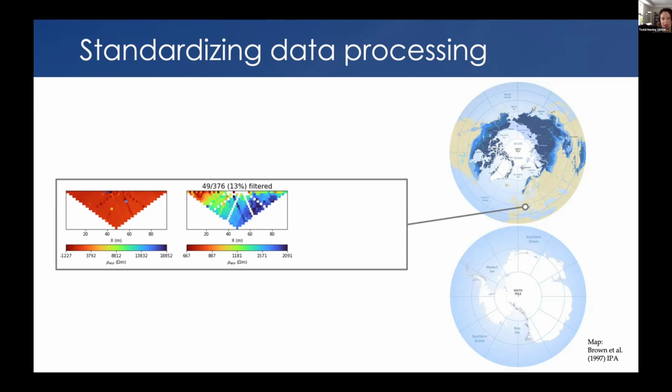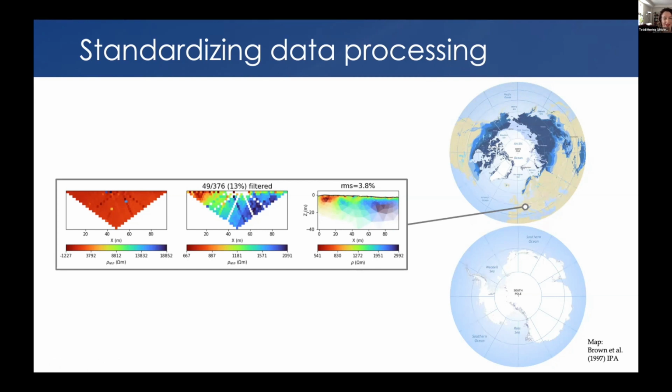And then a very important step as well is inverting the data. So that means taking the data and producing the goal of the ERT survey, which is this nice cross-sectional image of the Earth's resistivity at the site. So this is the final output here, and we could interpret the blue zone in this image on the right as frozen or ice-rich terrain.